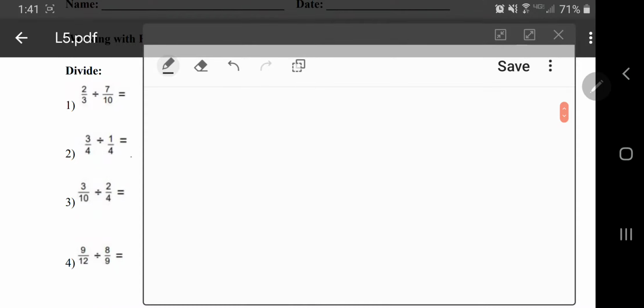Hey guys, welcome back. So today we're going to be working on the 6th grade worksheet, lesson 5. To start off, we're going to be dividing fractions. I'll start by doing number 3 for you guys.